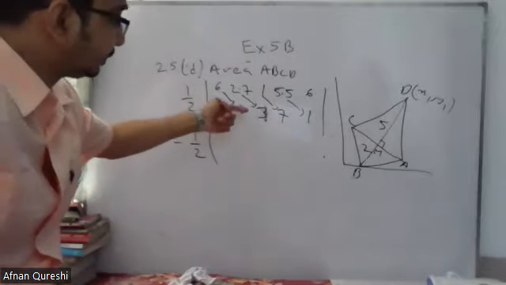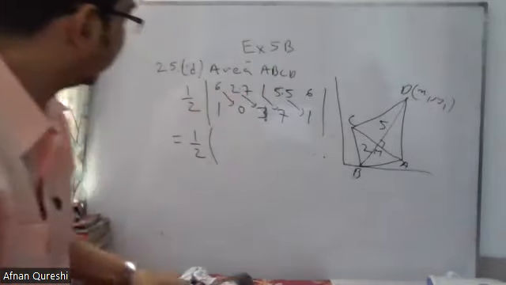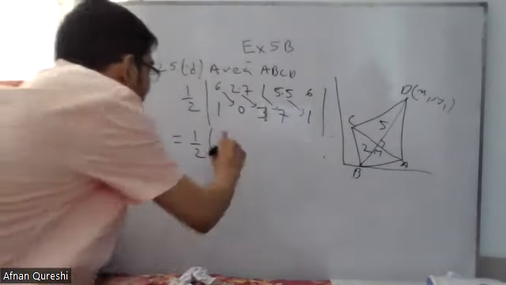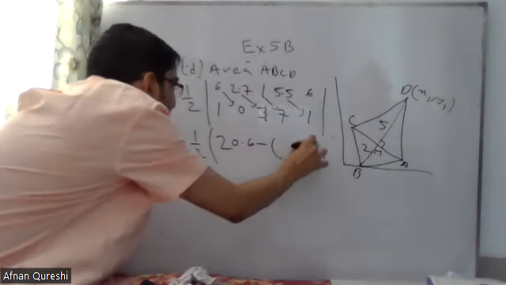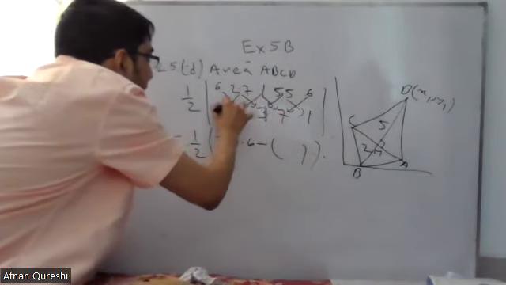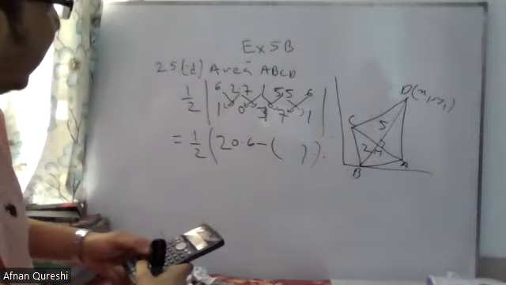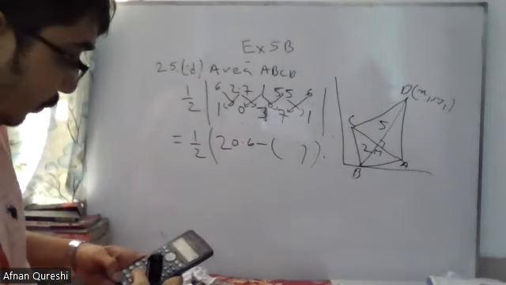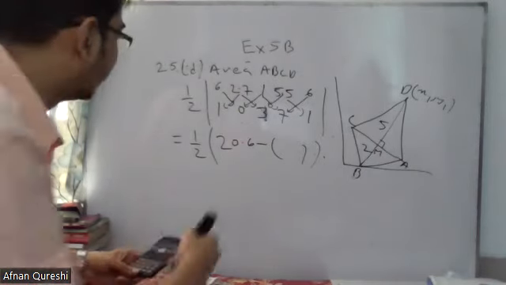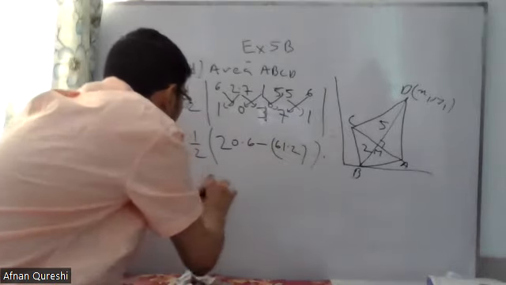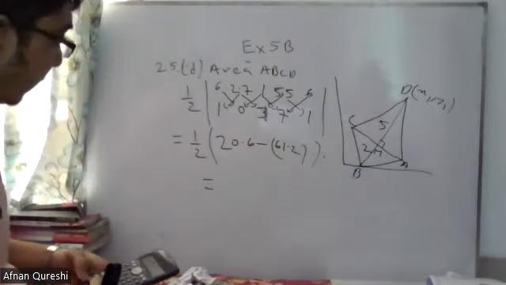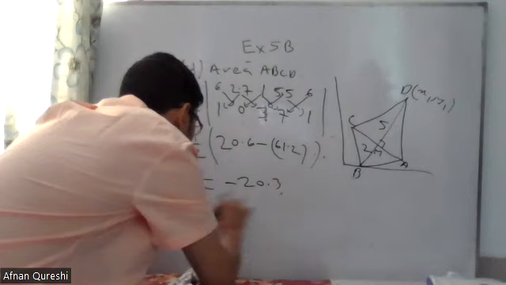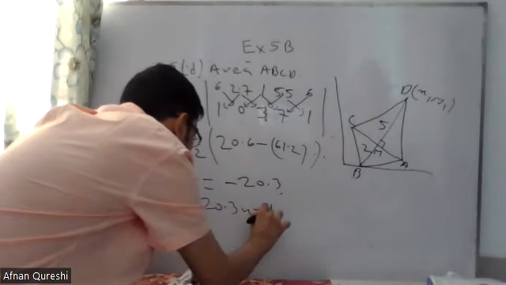So 6 into 0 plus 2.7 into 3 plus 1 into 7 plus 5.5 into 1, that is 20.6. Minus, then I'll go the other way: 6 into 7 plus 5.5 into 3 plus 2.7 into 1. So minus 61.2. The answer I get is minus 20.3. So actually the area will be 20.3 units square.